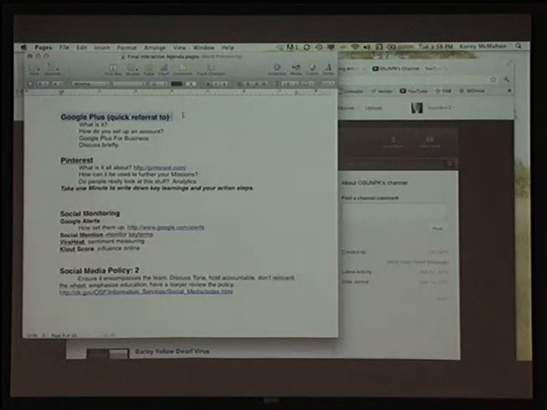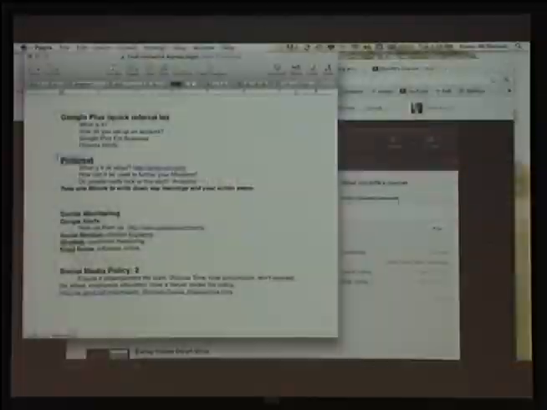Google Plus is another social media platform that we're not going to talk about. Know that Google has their own, quote-unquote, Facebook or Twitter. They have their own platform. It is very popular. I know they had like 10 million users in the first week. It was crazy.